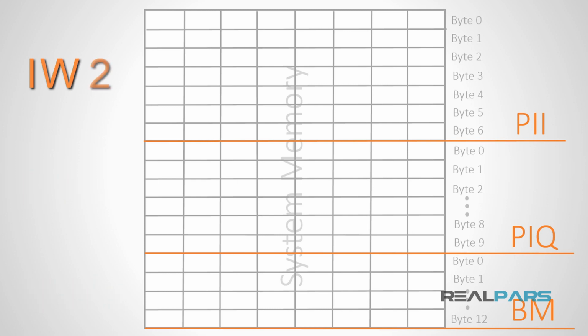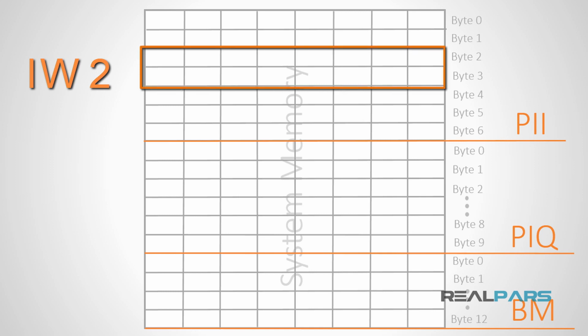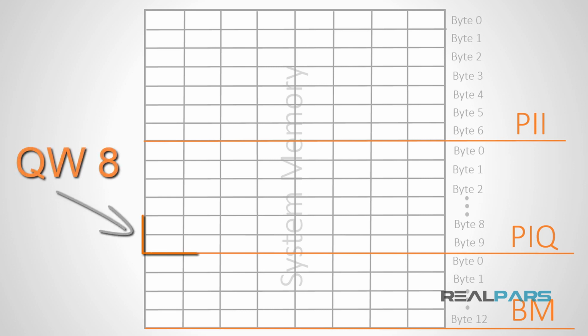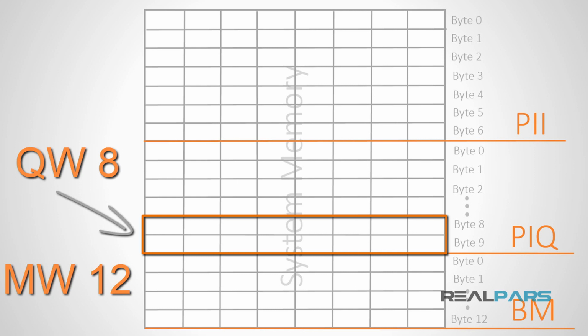For instance, if we place 2 next to IW for the inputs, we are considering bytes number 2 and 3 as an address. Or if we put 4 in here, we are considering bytes number 4 and 5 from the PII environment as an address. In order to do output and bit memories addressing, we also use the same method. For example, QW8 means bytes number 8 and 9 in the PIQ environment. Or MW12 means bytes numbers 12 and 13 in the bit memory environment.